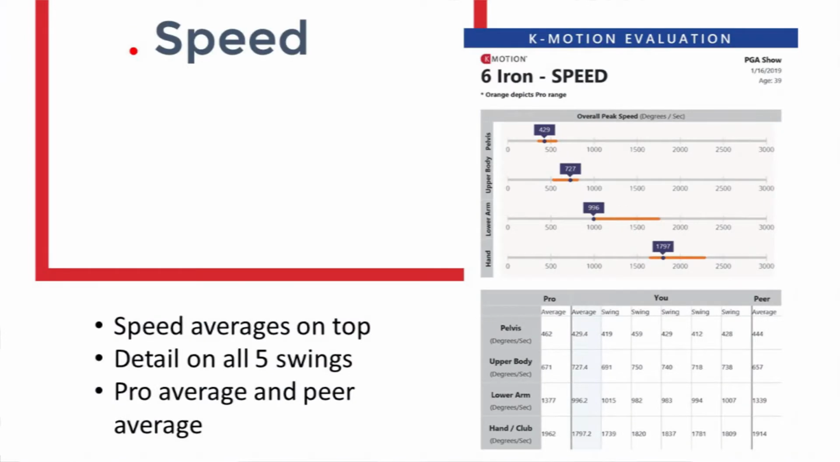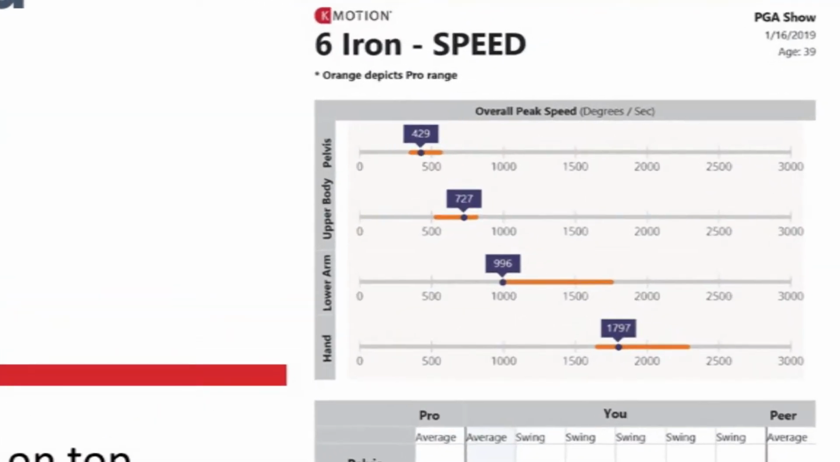Our speeds page, you'll see at the top, you have the averages of the 5 swings of the speeds of each segment in relationship to that orange bar, which is the pro range. And then it breaks it down swing by swing in the chart below, so that you can see the individual swings and the speeds of each segment compared to the pro and the peer again.